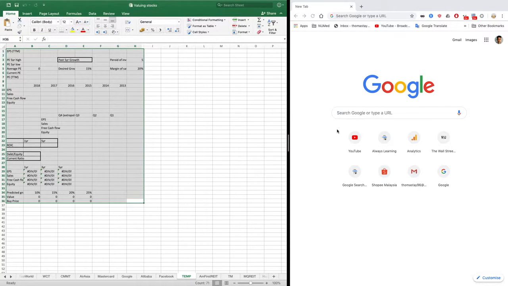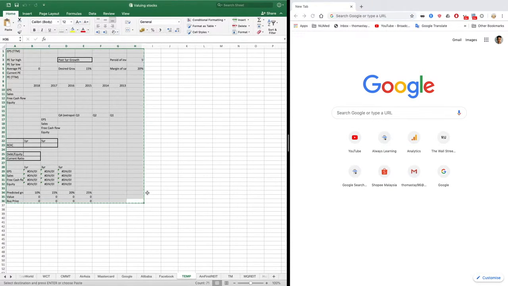Hello everyone. This morning I was going through my Instagram feed and I came across an ad by McDonald's for Hari Ramadan, which looked really enticing to me, and so I decided, why not? Let's try to value McDonald's.